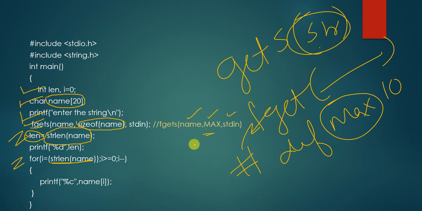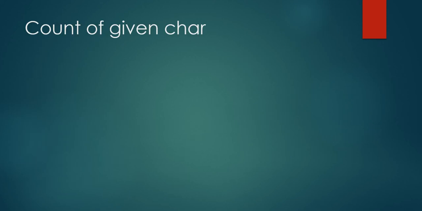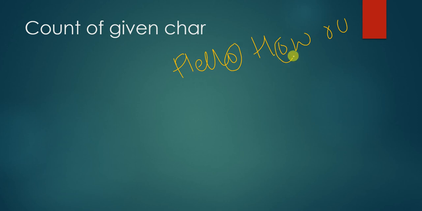So next is count of the given character. What does count of the given character mean? Say, for example, the user has entered one word: hello, how are you? Now I want to find how many times O is present in this particular string. O is present 2 times, right? I want to print O as 2.